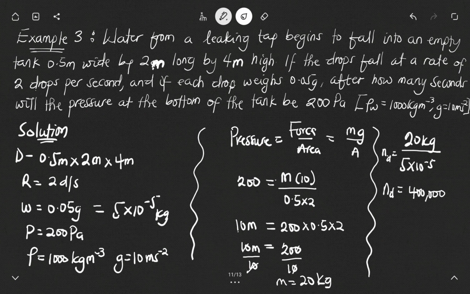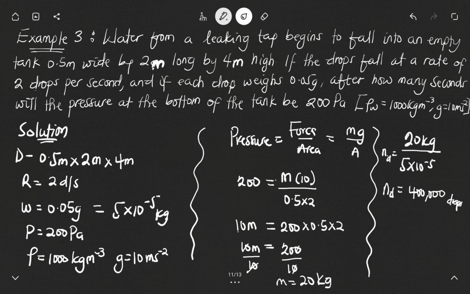Now remember that the question is saying that we should find how many seconds it will take for the pressure to reach this. Now we know that it will take 400,000 drops, and the question gave us that 2 drops count per second. So we know the total number of drops, 400,000 drops. Now if I divide 400,000 drops by 2, that will give me the amount in seconds that will give us this total of 200 Pascal.